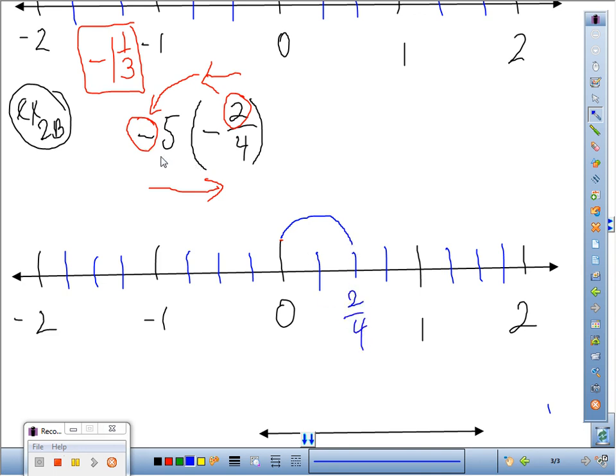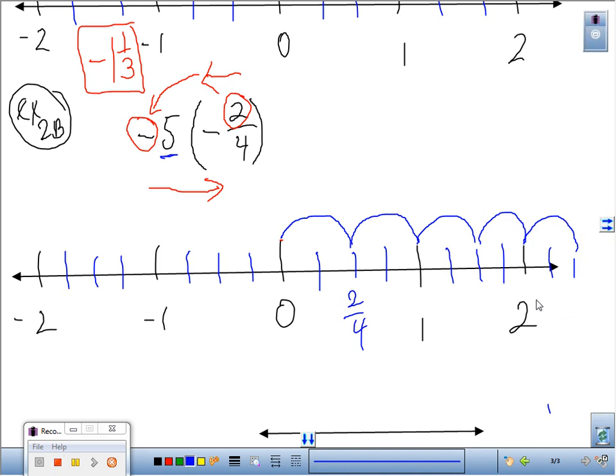But how many times are we going to do that? 5. So that's 1, 2, 3, 4. How many are we missing here? 5. So we're missing 2 tallies. So where does that leave us? 3 and 2/4, or 1/2 if we reduce. We should land at 2 and 1/2. You see how that works? So the negative in front of the first factor is going to ask us to reverse the direction. Does everybody understand that? Okay.